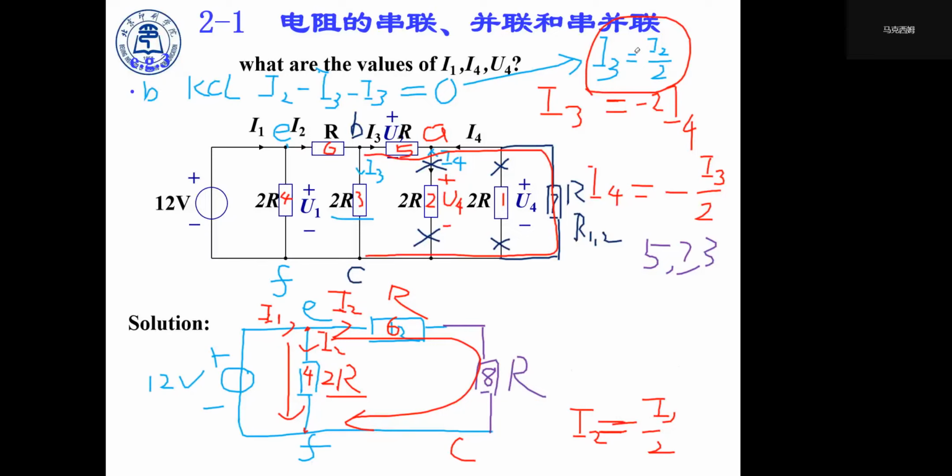So we have this relationship: I3 equals half of I2, I2 equals half of I1. So I1 equals 2I2, equals 2 times 2I3, equals 2 times 2 times 2 times negative 2 times I4.